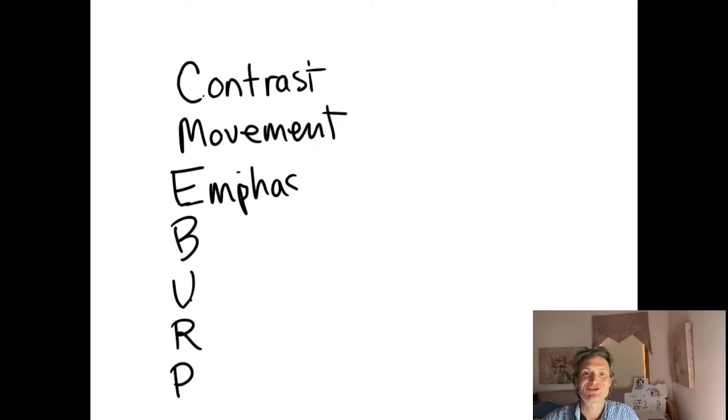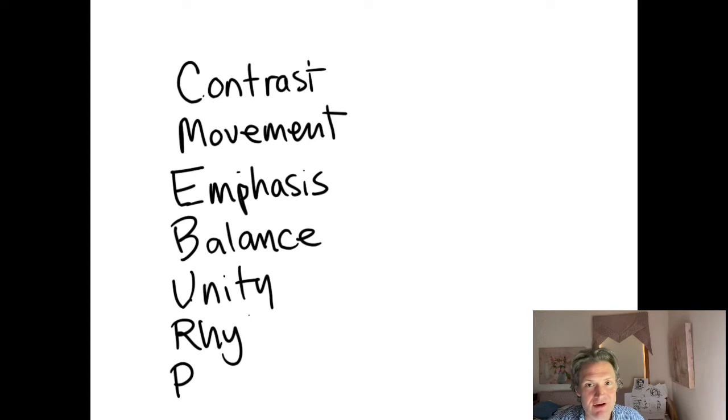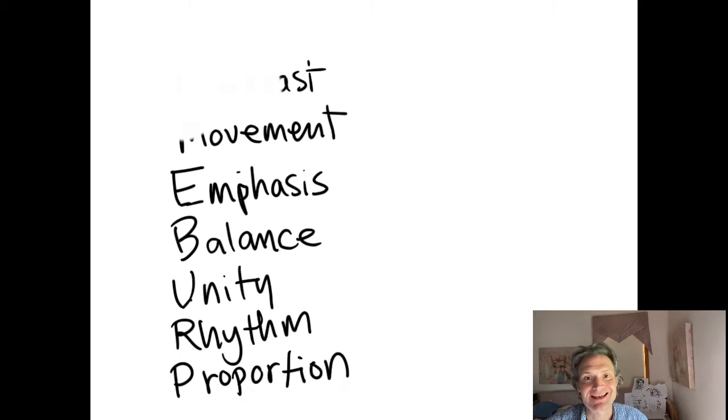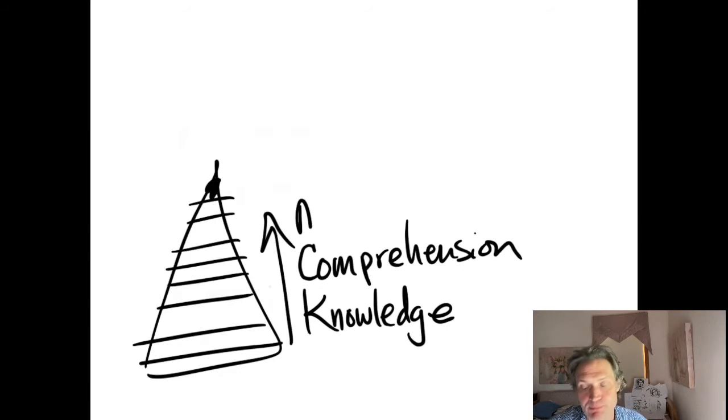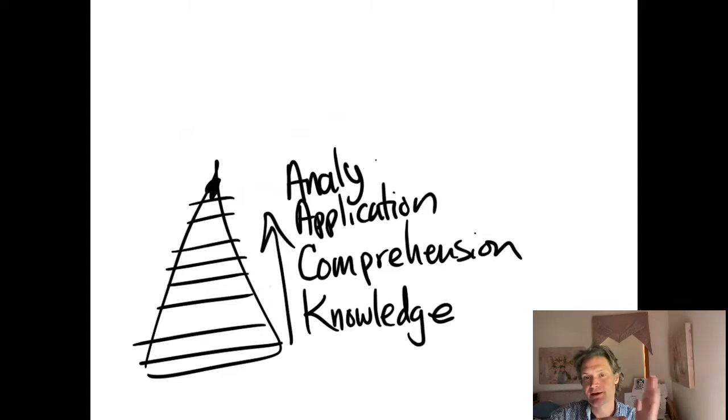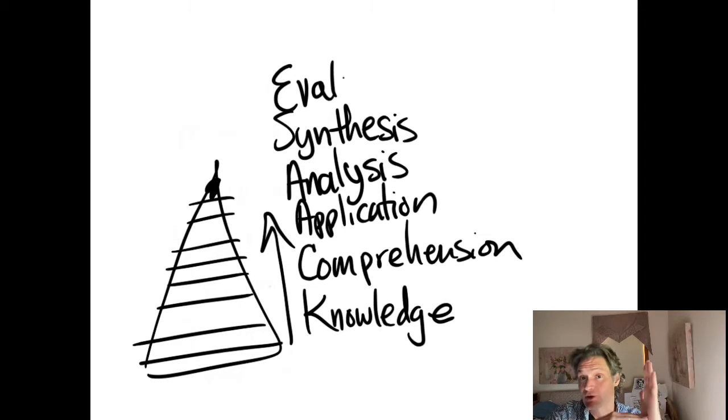Yesterday, I just wanted you to get the 7 laws of art in your brain using the mnemonic device, See Me Burp. Contrast, movement, emphasis, balance, unity, rhythm, proportion. And then I explained that we're going to start with knowledge. We have to know what the laws are.